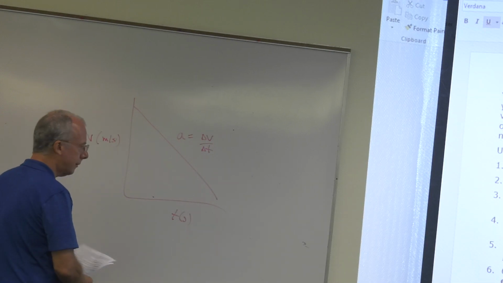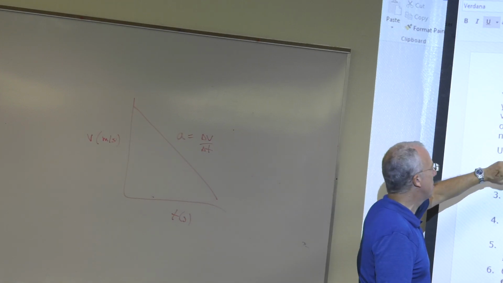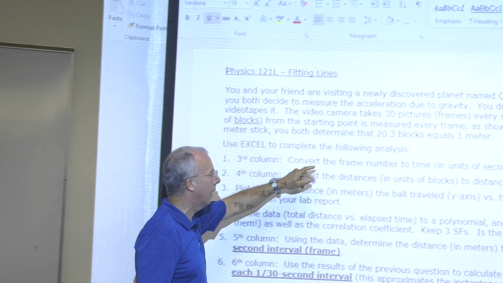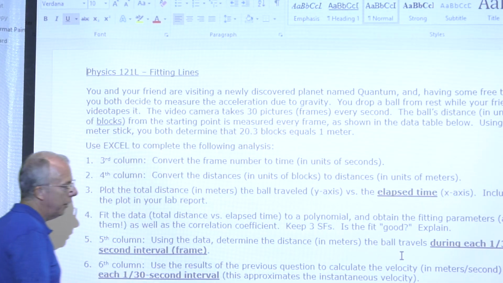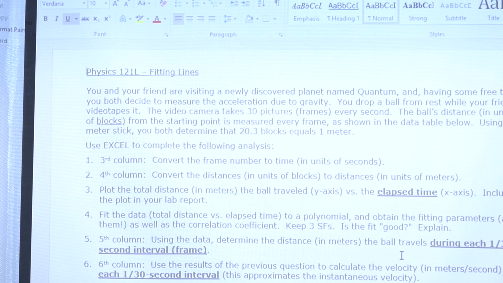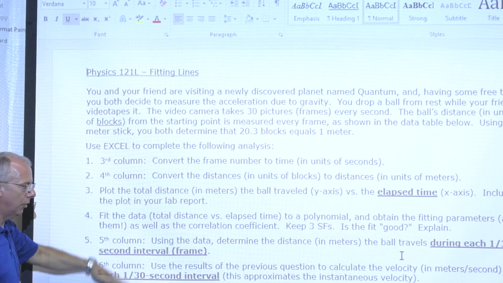Now, there's a lot of things you have to do. I mean, look at the distance, it's in blocks. Well, what's a block? Well, here's a conversion factor. 20.3 blocks equals a meter. So you're going to have to do that, just like last week. Not just like last week. Yeah, just like last week. And there's just a lot of graphs you'll have to do.